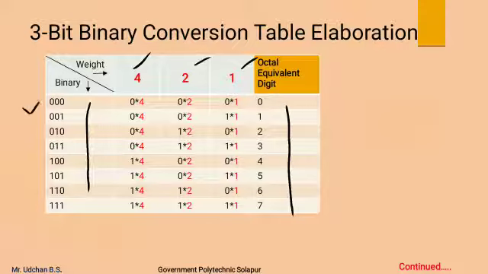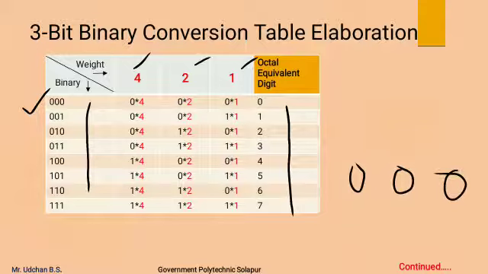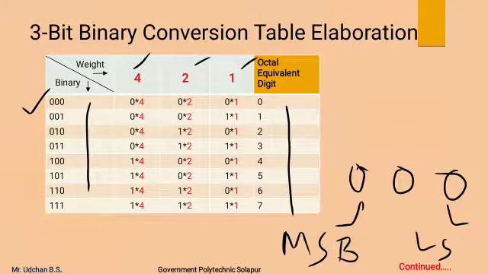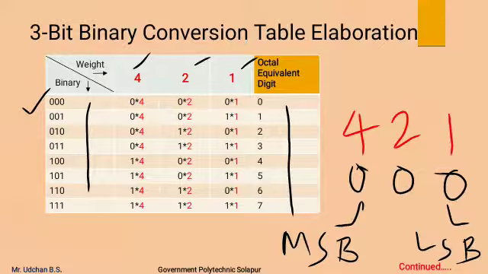Now the first binary number is 000. In this, the first 0 is the MSB and the last 0 is the LSB bit. Now we will write the positional weights for each digit. For the MSB bit, that is 0, its positional weight is 4. For the second 0, the positional weight is 2. And for the LSB 0, the positional weight is 1.